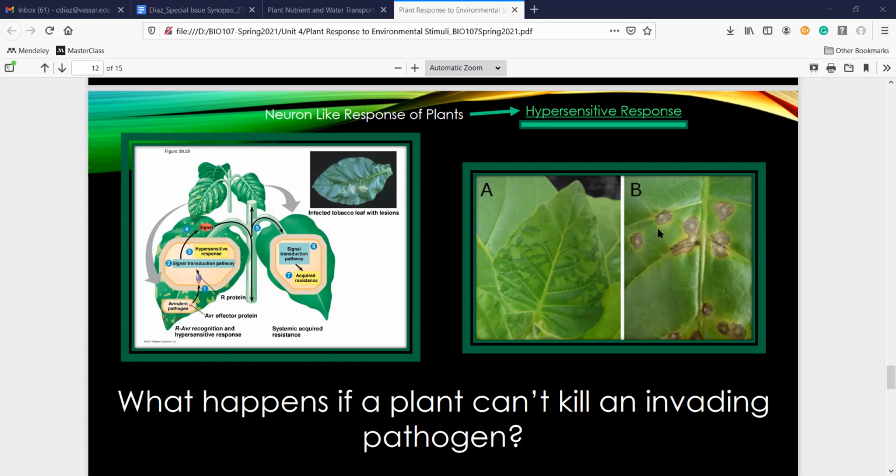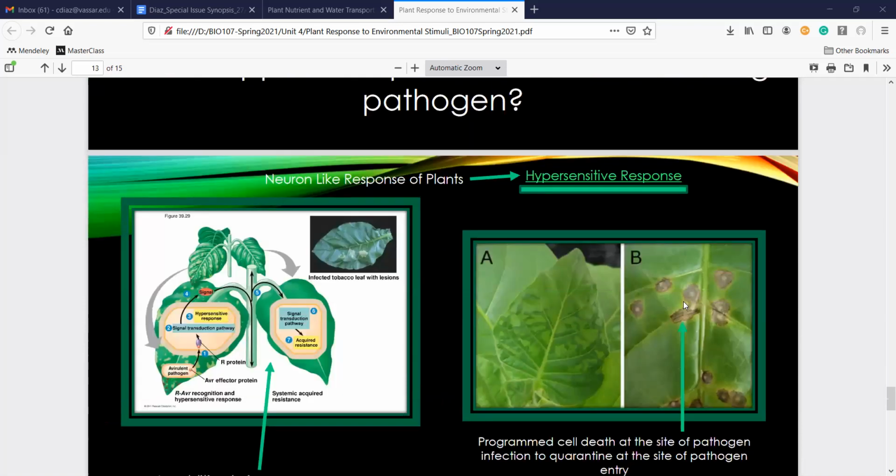So those cells are going to die around it, which is hopefully going to isolate the bacteria. Obviously, the bacteria might have made it out of that area. It might have taken a while for the plant to properly detect it, and so the plant's going to be using both of these responses. It's going to try to isolate the area, and then it's also going to try to use some type of generic response in order to kill whatever the pathogen is.